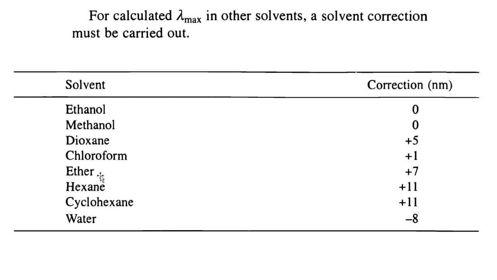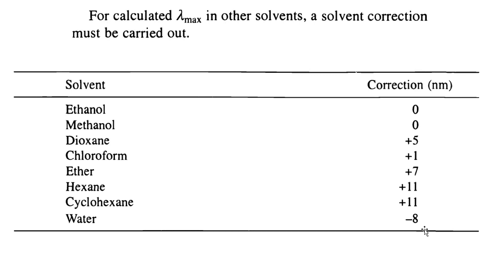If it is ether, a solvent correction of 7 nanometer is added. While hexane, 11 nanometer has to be added. If we take cyclohexane as the solvent, we have to add 11 nanometer as the solvent correction. If it is water, we have to subtract 8 nanometer from the calculated value of lambda max.